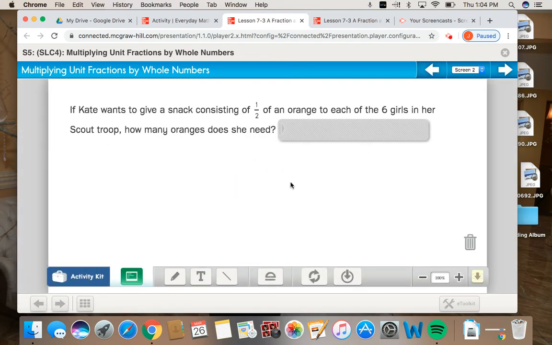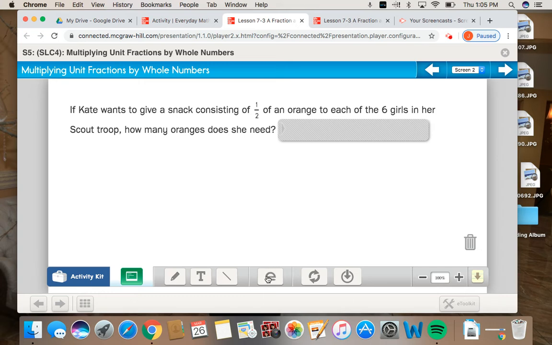Why don't you go ahead and try this number story? If Kate wants to give a snack consisting of half of an orange to each of the 6 girls in her scout troop, how many oranges does she need? Go ahead and pause the program so you can do your own work, because I'm going to reveal the answer.